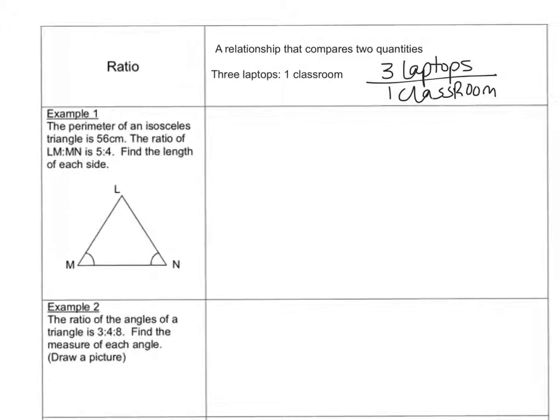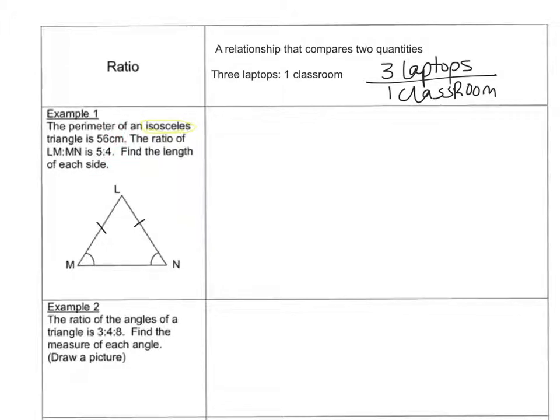So our first question says, the perimeter of an isosceles triangle is 56 centimeters. The ratio of LM to MN is 5:4. Find the length of each side. So the first thing I'm noticing is that they said there's an isosceles triangle, and isosceles means that two sides are equal. Since these two base angles are congruent, that would mean that these two sides are equal. Now, they also said that our side lengths, LM to MN, are in the ratio of 5:4.